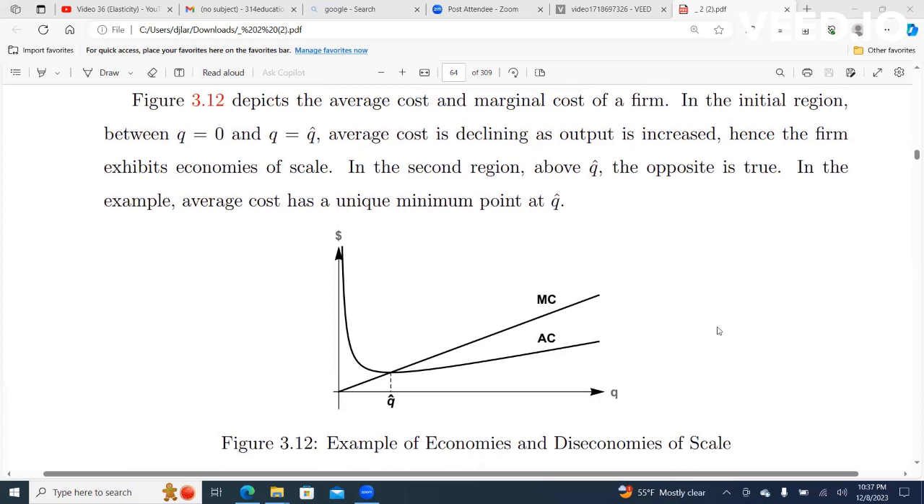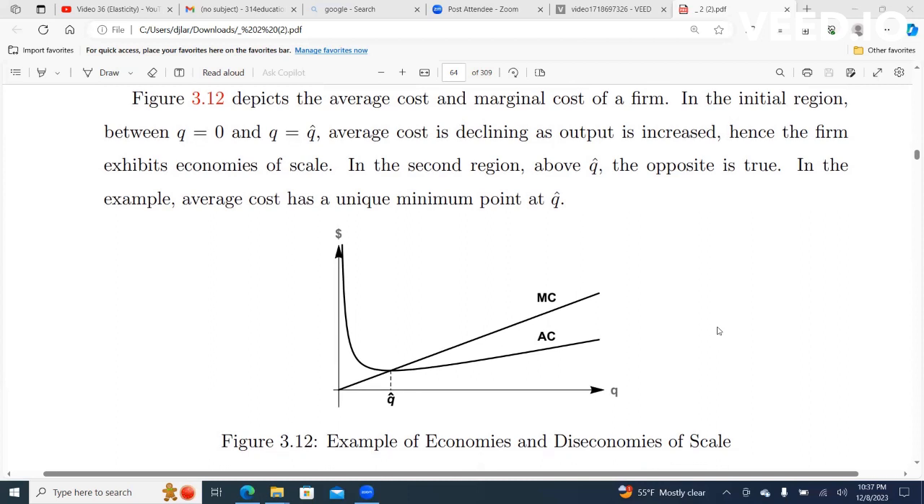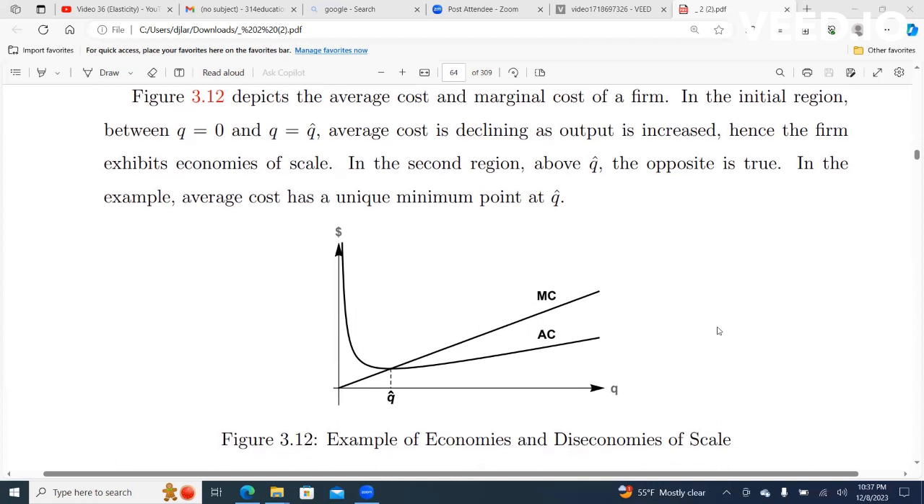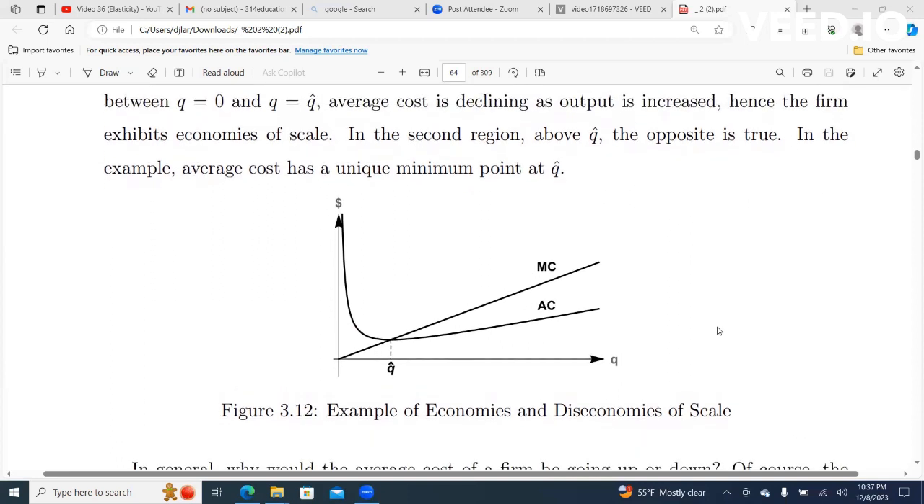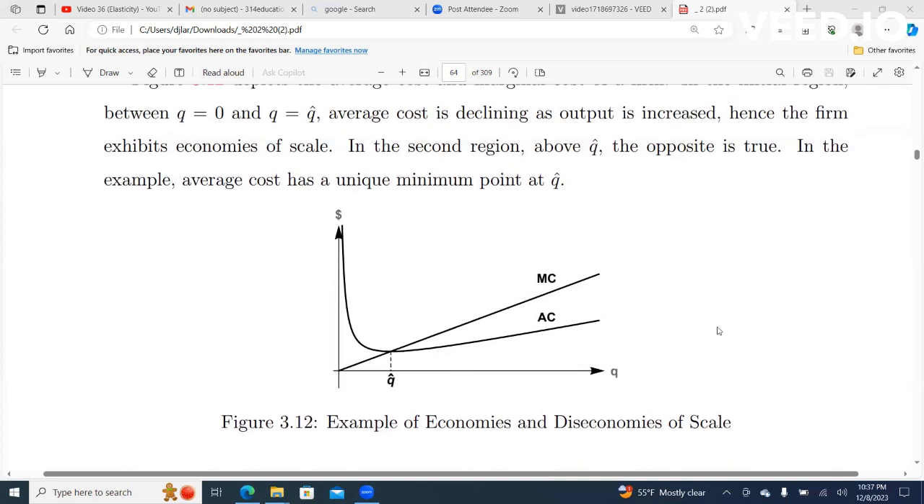In the initial region between Q equals 0 and Q equals Q hat, the average cost is declining as output is increased, hence the firm exhibits economies of scale. In the second region above that, the opposite is true, and we have diseconomies of scale. But basically on the left of Q hat are economies of scale.